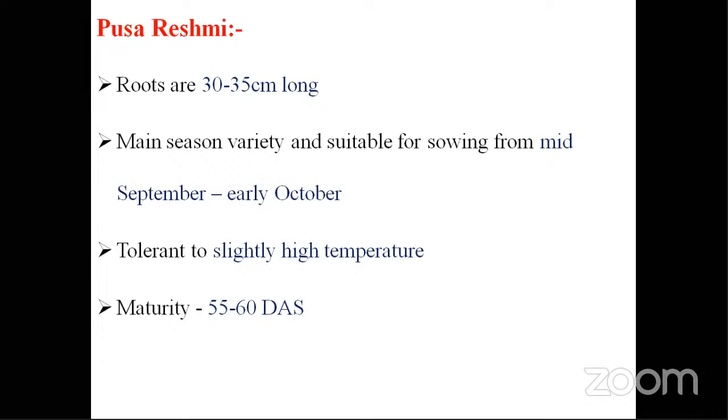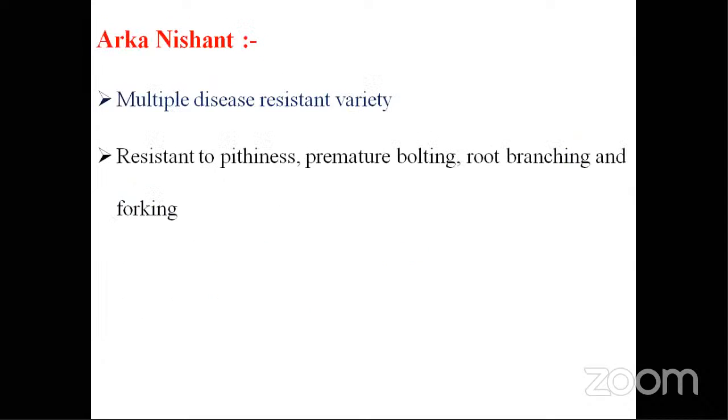So it is slightly high temperature tolerant with 55 to 60 days. Nishant, which is a multiple disease resistant variety of radish, Nishant. So it is also resistant to Pithinus, premature bolting, root branching, and forking. So it is mostly high temperature resistant. You can remember like that.